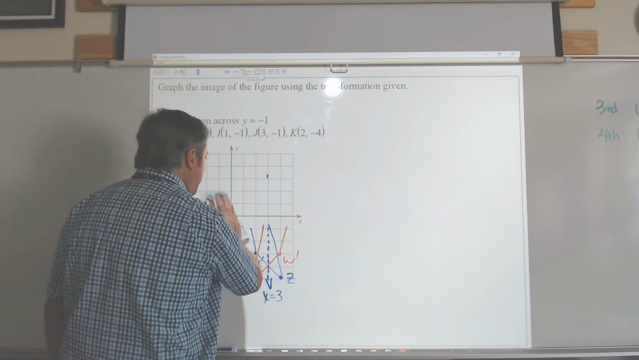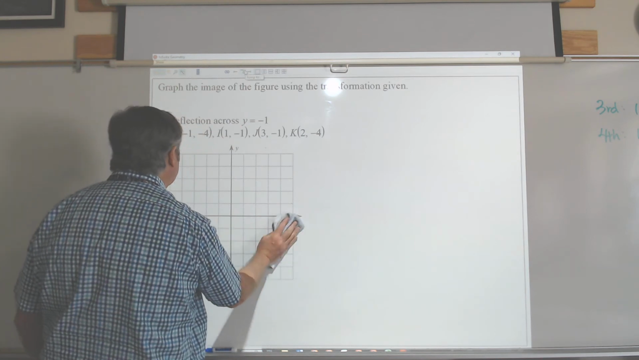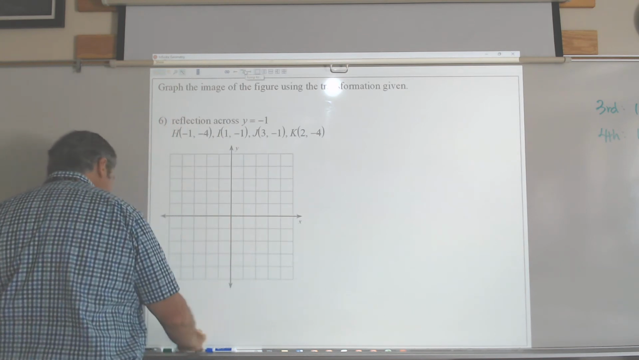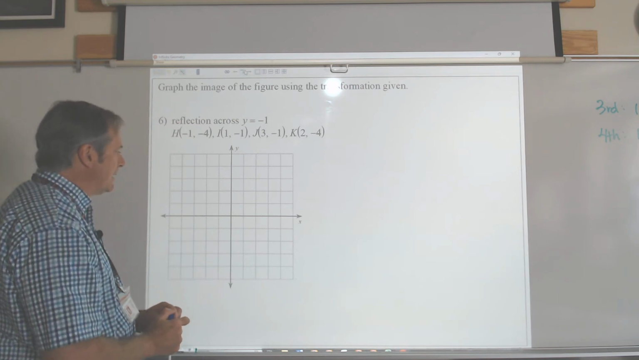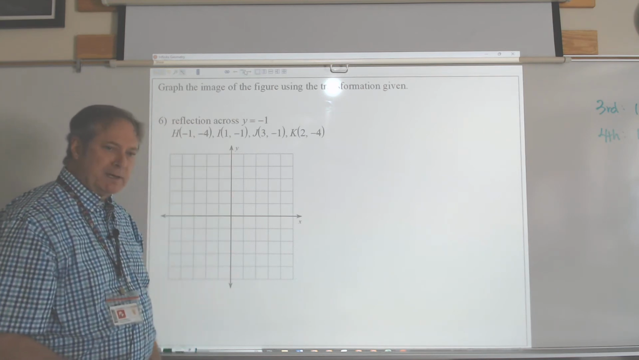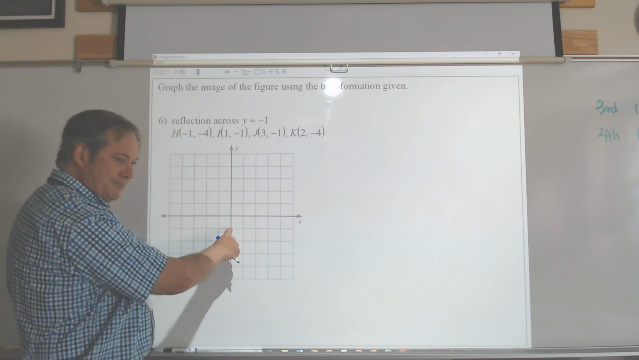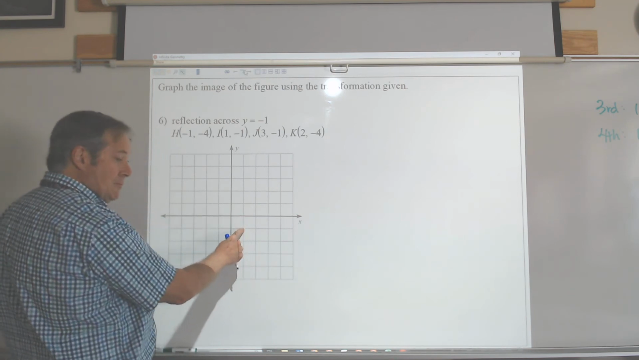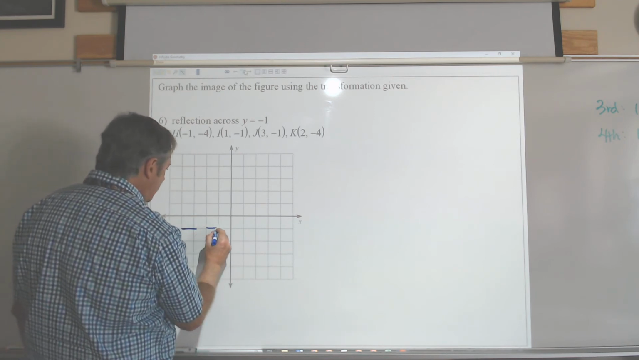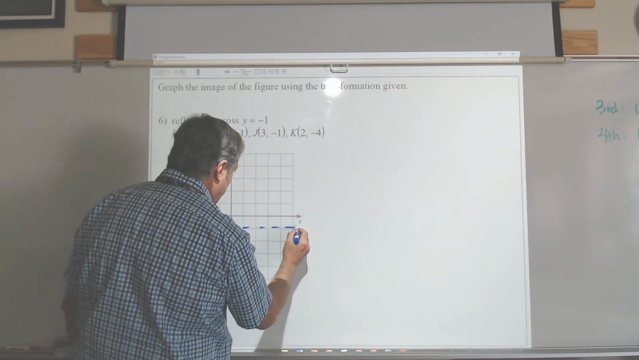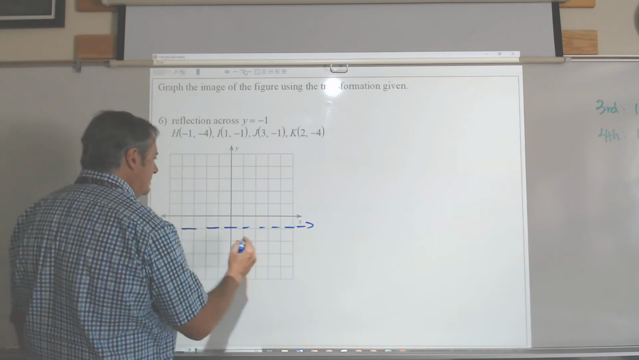All right, this guy is going to reflect across the y equals negative 1 line. So let's establish where that is. Where on this y-axis is y equals negative 1? Boom. Is that y equals negative 1? Yes. So in other words, here's our line of reflection. Be sure to label it.